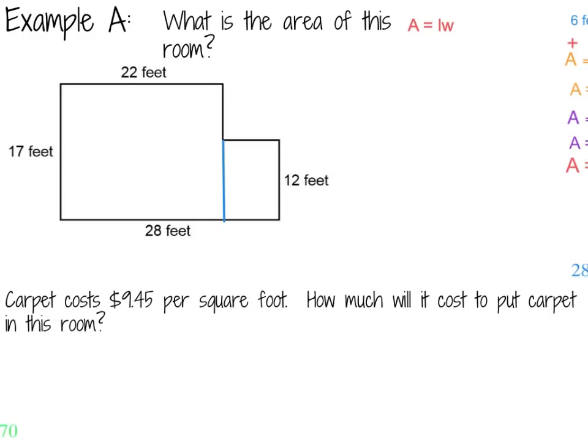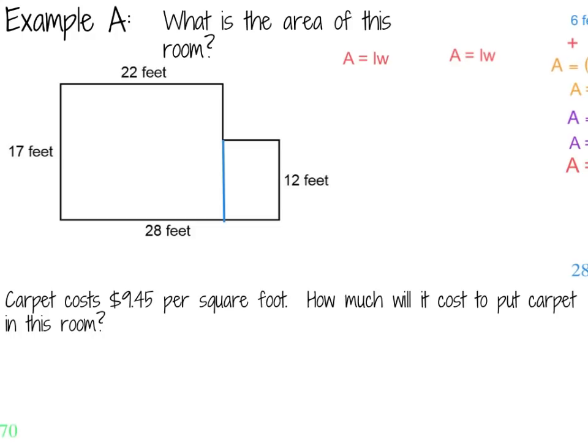Now this problem has another question to it, which says the carpet costs $9.45 per square foot. How much will it cost to put carpet in this room? So once we're done finding the area of this room, we have to complete the second part of the problem, which tells us to figure out how much the cost of the carpet will be. So let's start with our first rectangle. I'm going to write my rectangle area formula, which is area equals length times width. Now again, I have 2 rectangles here, so I'm going to need area equals length times width twice.